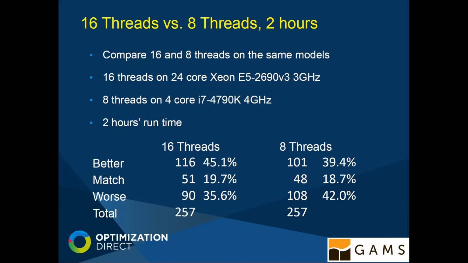The more threads you have, the better the ODH CPLEX runs. And with 16 threads, we got a better than best known solution in 216 models. We matched the best known solution in 51, and we were worse in only 90 models. This is the models to which feasible solutions were previously known. So, with just 2 hours runtime, that's, I think, something that is reasonably useful.